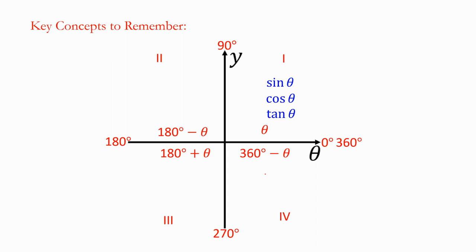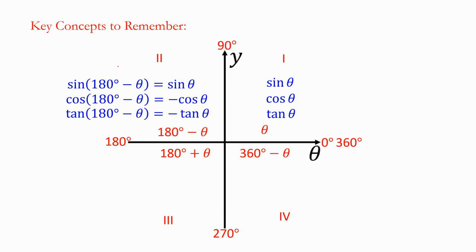Okay, right. In the second quadrant, we have these three trigonometric ratios. Sine 180 minus theta is equivalent to positive sine theta. And then cos 180 degrees minus theta is equivalent to negative cos theta. And then tan 180 degrees minus theta is equivalent to negative tan theta. That is in the second quadrant.